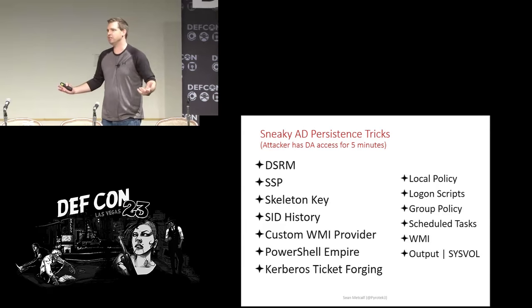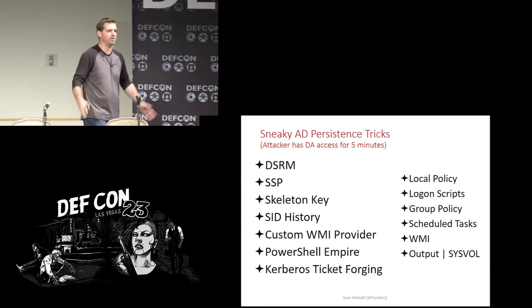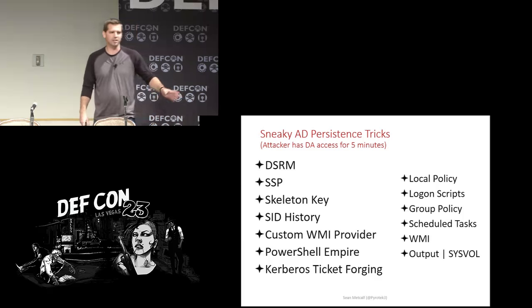Now, an attacker can do an infinite number of things, right? We all know that. We have no idea what's being done. But there are a finite number of pathways, and I'm going to talk about a couple of them. The ones on the left.